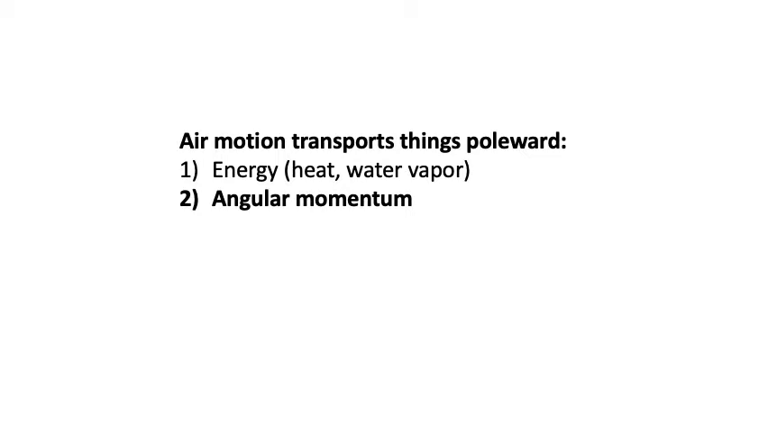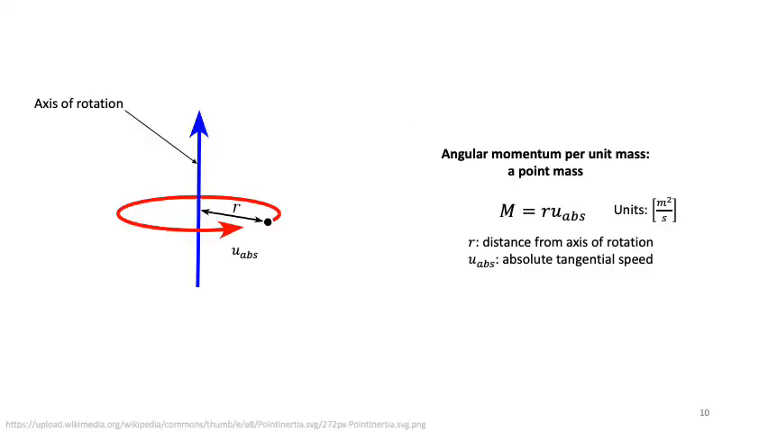Okay, so we spent some time early on discussing how air motion transports energy, so heat and water vapor. And one thing we didn't really get to spend much time on, it was just at the tail end of this lecture, was that it also transports angular momentum. These are really two very fundamental quantities that are conserved in the universe in general. And so that gives us properties or conservation laws that we can use to understand our atmosphere.